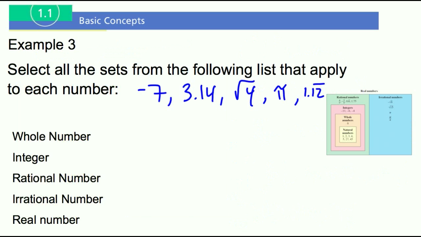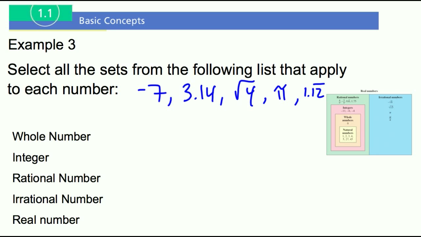Alright, so let's do some examples now. I have this set of numbers, and I have my little diagram right here to help us out. Let's categorize which ones are whole numbers, which are integers, rational numbers, irrational numbers, and real numbers. Let's start with the whole numbers. Which of these are going to be whole numbers? Again, whole numbers are 0 and the positive natural numbers.